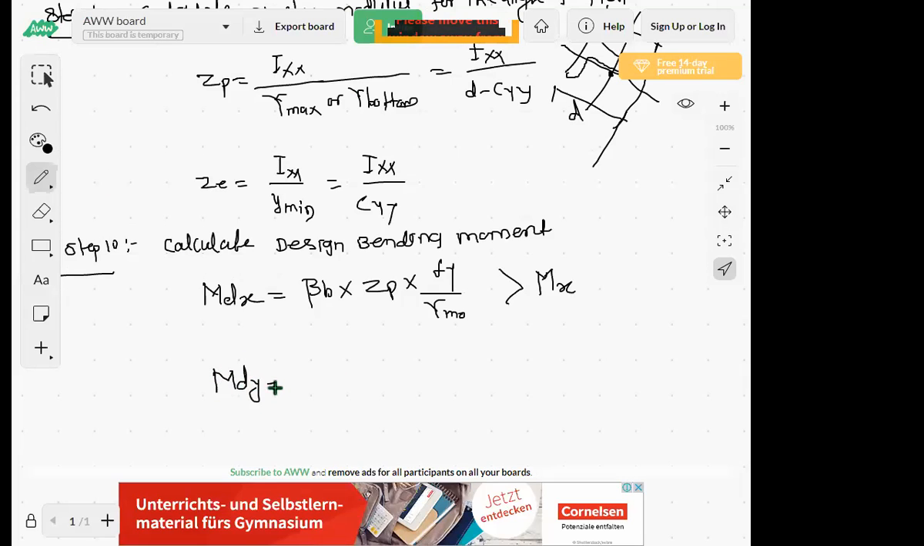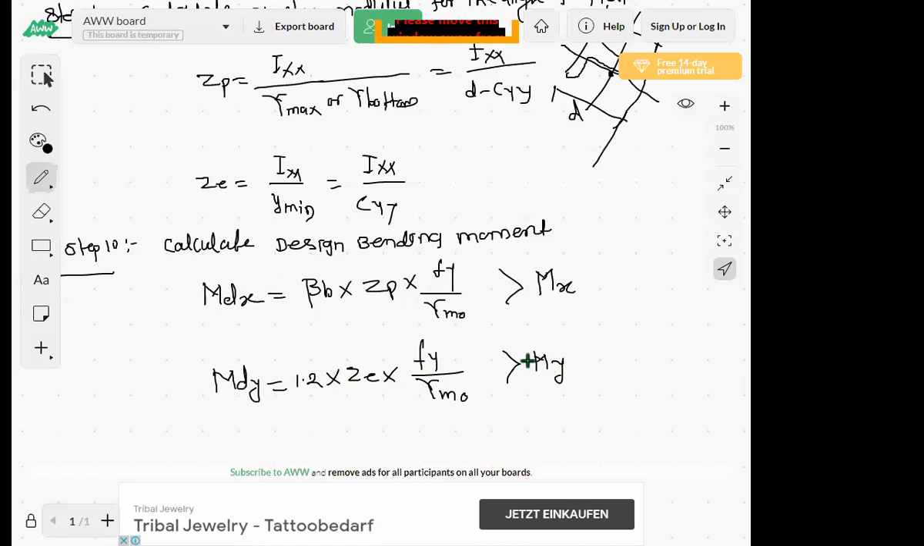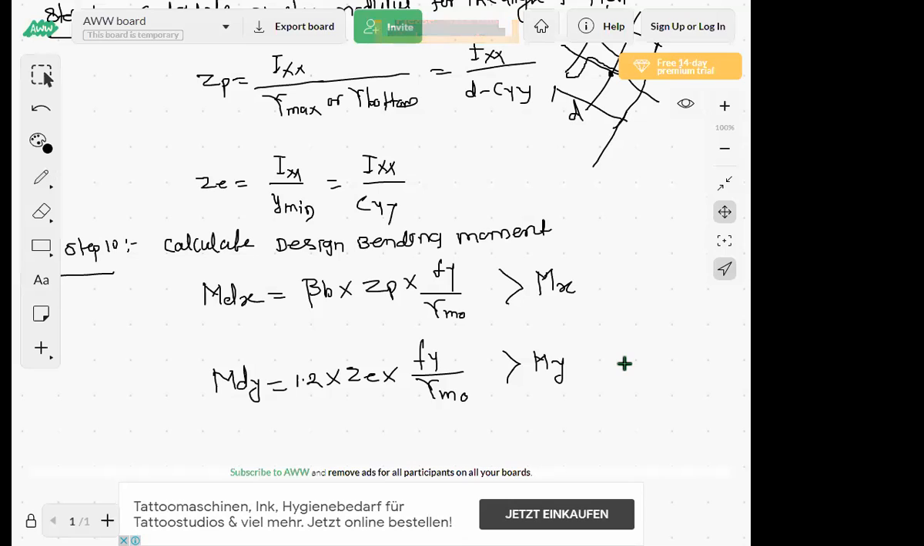Now the design bending moment in y direction is 1.2 into Ze into fy divided by gamma m naught, and again it should be greater than My. This is the procedure we are using as per IS 800 2007. The design of purlin procedure is available in IS 800 2007. So step number 10 is over. We have calculated the design bending moments Mdx and Mdy.